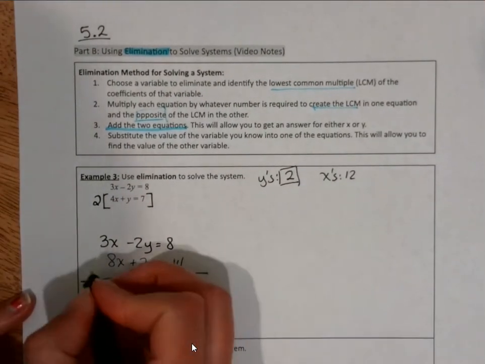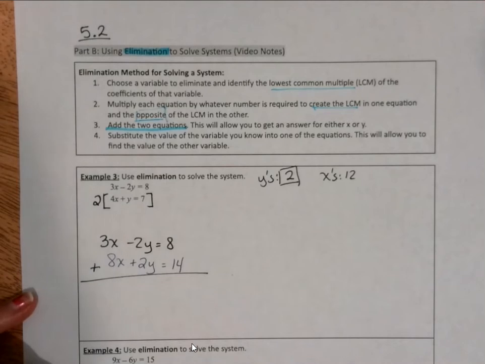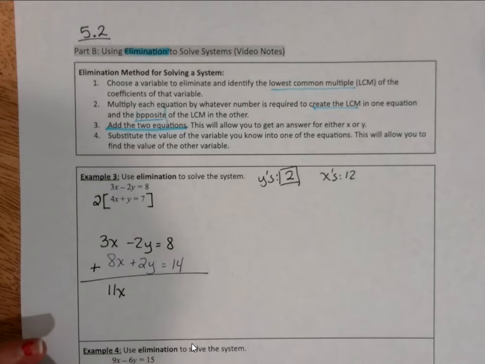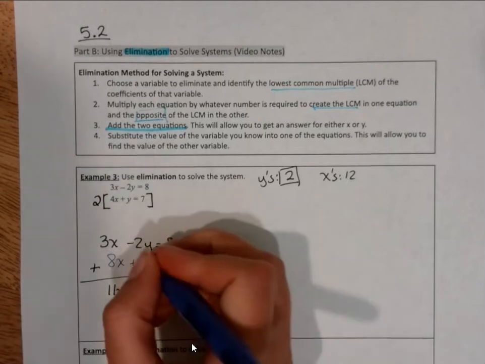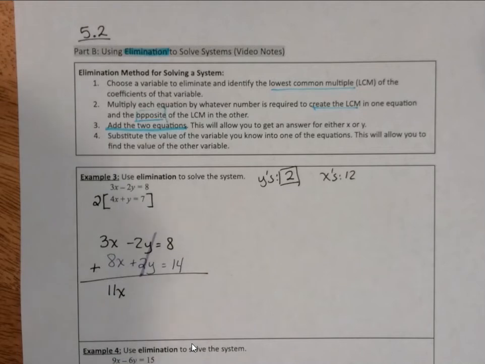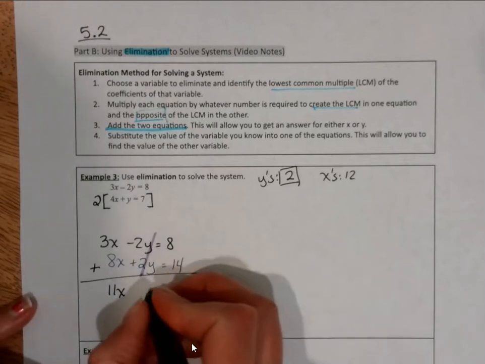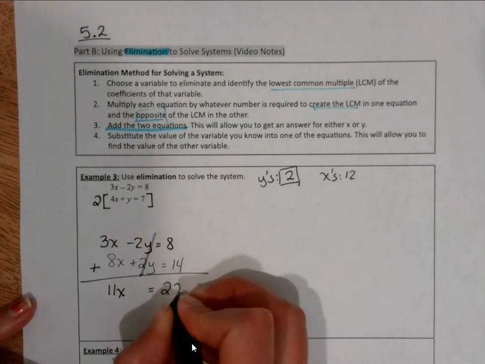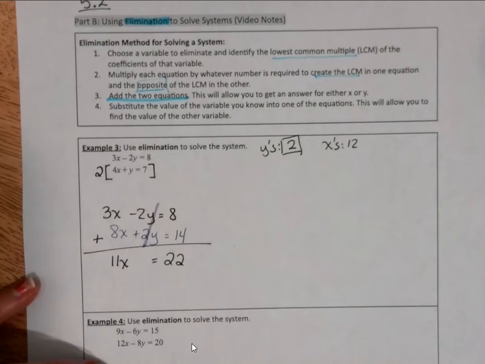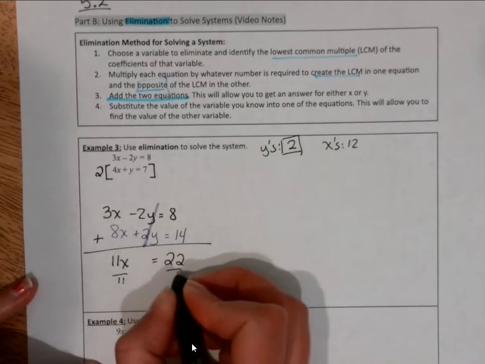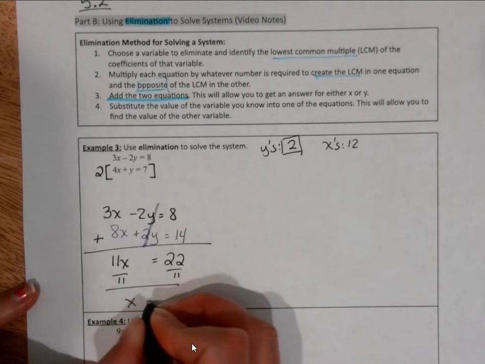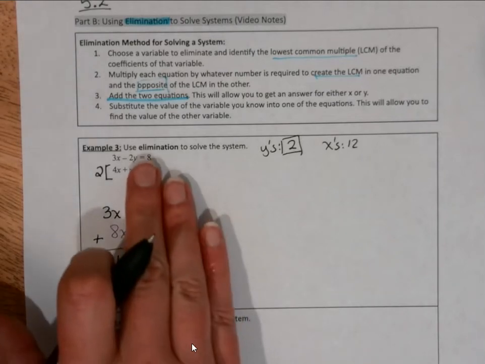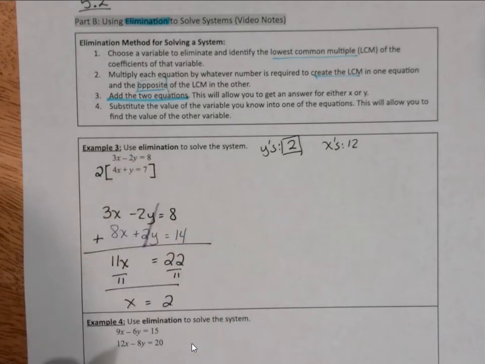Now we add the two equations together. 3x plus 8x is 11x. This is where the name elimination comes in, because negative 2y plus 2y adds to 0y. They eliminate. And then I have the 8 plus 14 adding to 22. And we can continue to solve by dividing both sides by 11. That gives us x equals 2. Once I have the value for x, I'm going to take it into either original equation, plug in 2 for x, and solve for y.